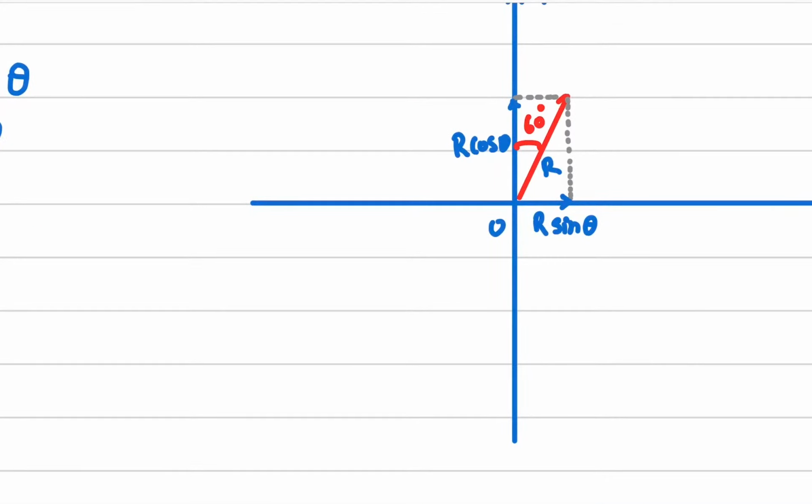So let me redraw the picture here. Let's say we have a vector, this vector here. Any vector can be resolved into two components. This is the x component and this is the y component. If this angle is theta, and let's say this is r, then this component will be r cosine theta, and this is r sine theta.